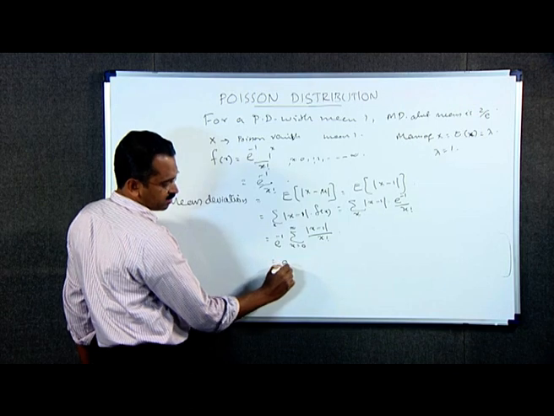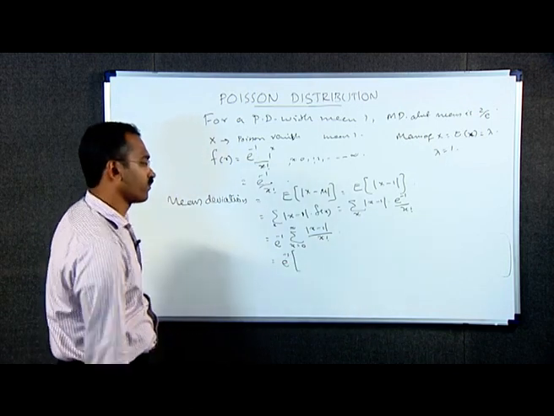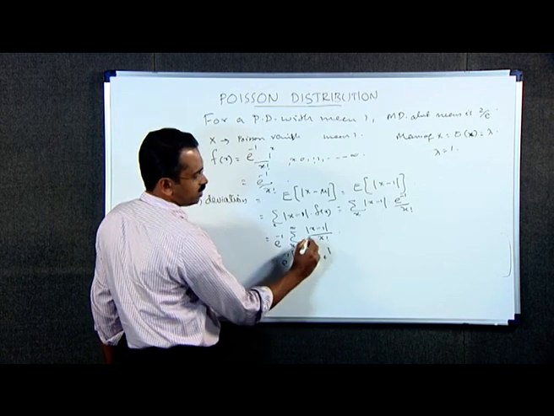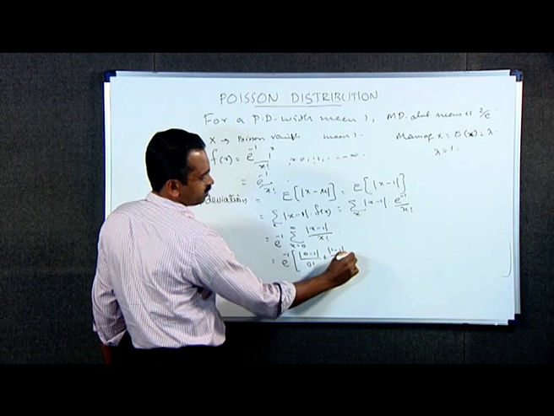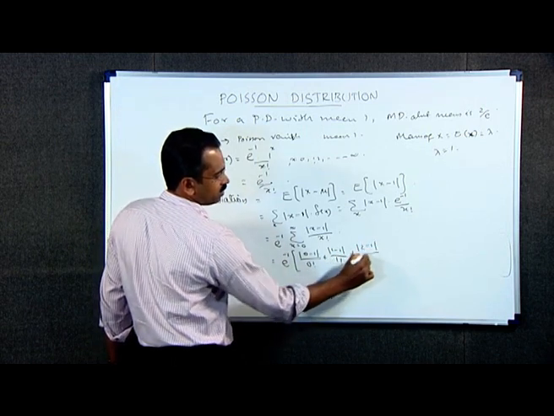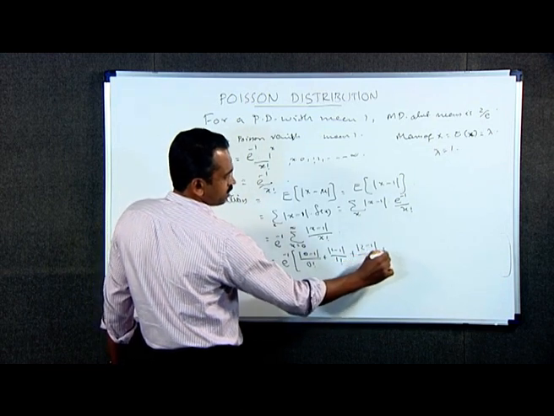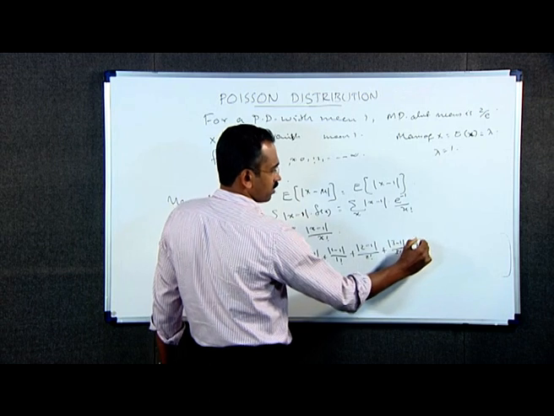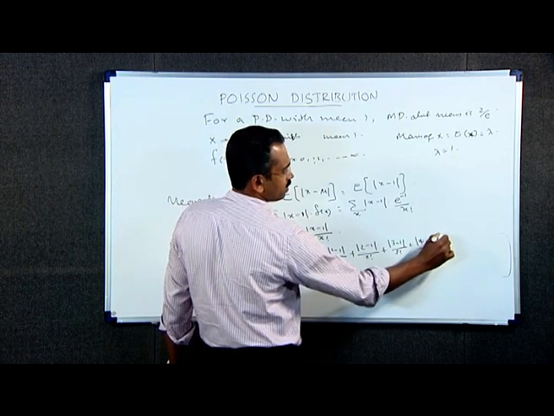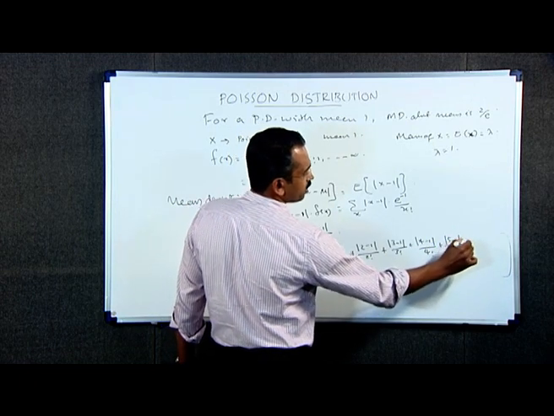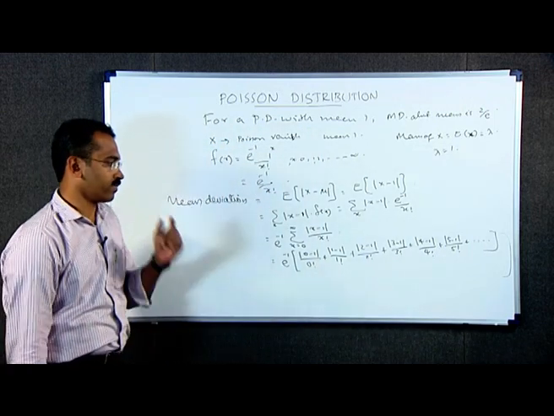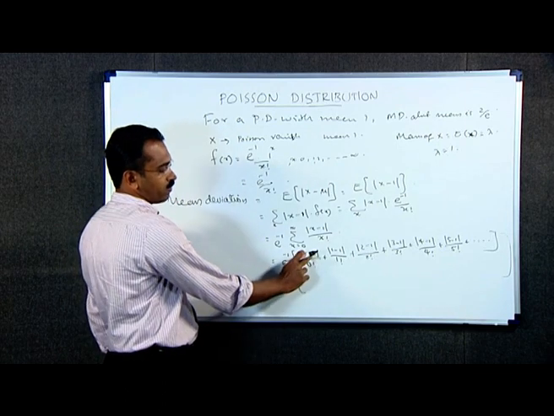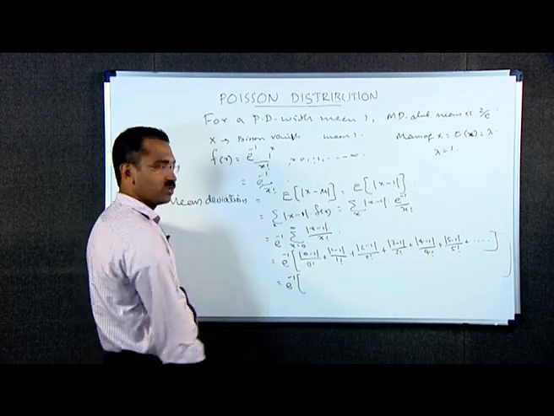On expansion, we get this is equal to e raised to minus 1 into modulus of 0 minus 1 divided by 0 factorial plus modulus of 1 minus 1 divided by 1 factorial plus modulus of 2 minus 1 divided by 2 factorial plus modulus of 3 minus 1 by 3 factorial plus modulus of 4 minus 1 by 4 factorial plus modulus of 5 minus 1 divided by 5 factorial plus etc., which is equal to e raised to minus 1 into, here modulus of minus 1 is 1, 0 factorial is 1.